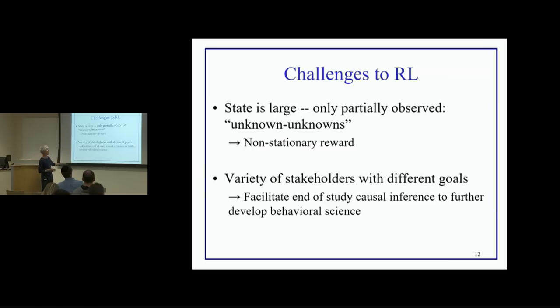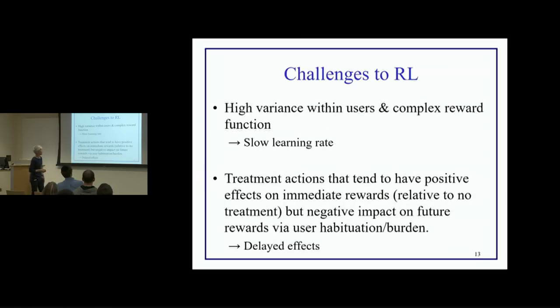We also have this variety of stakeholders. I already mentioned that. We want to facilitate causal inference. There is also high variance between users. This is not surprising in the clinical setting, because now you're intervening in the person's everyday life, and the amount of noise, the things that are going on that affect their ability to be responsive, is quite high. The problem, of course, is that you get a very slow learning rate. And I'll speak a little bit about this. Natasha's talk was really great for this, because somebody asked a question that's directly related to something we're working on, and I'm going to come back to that.